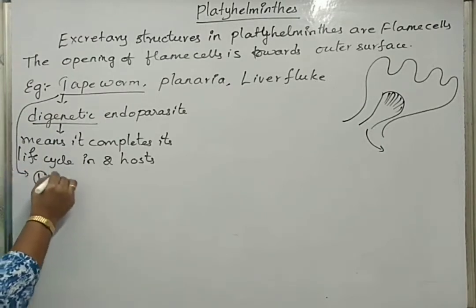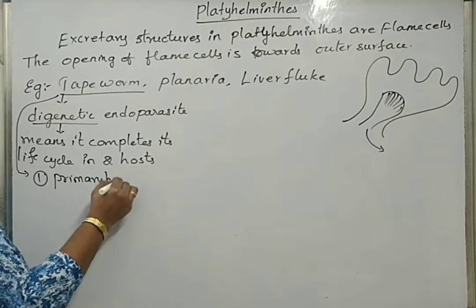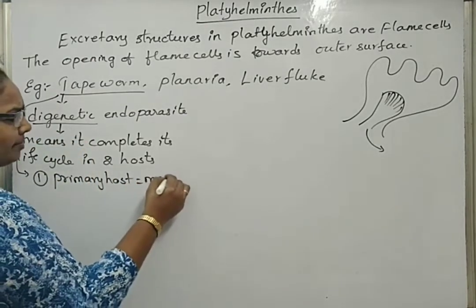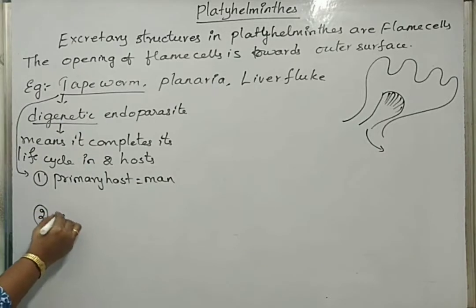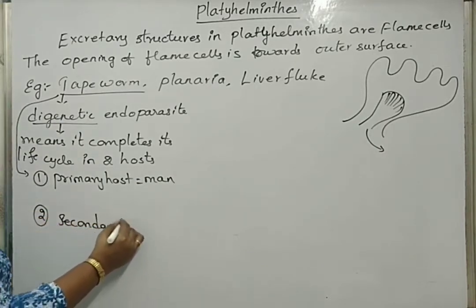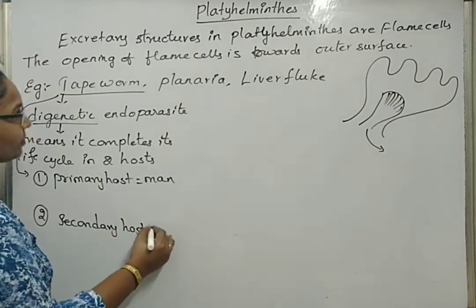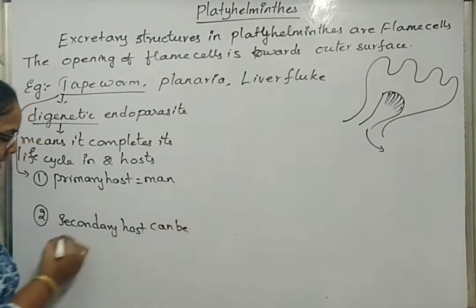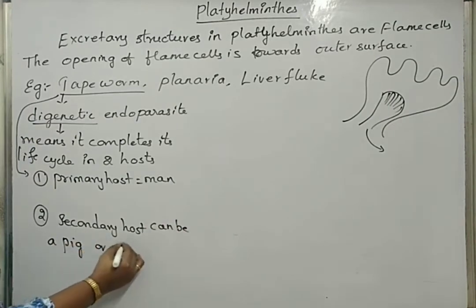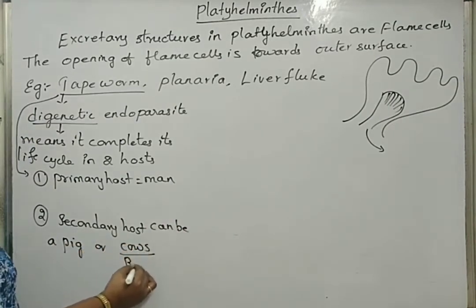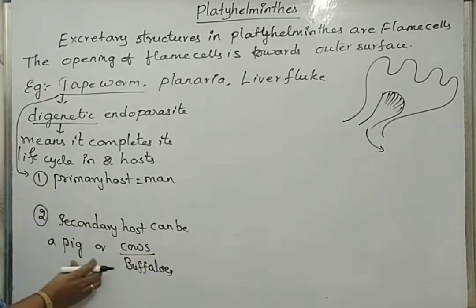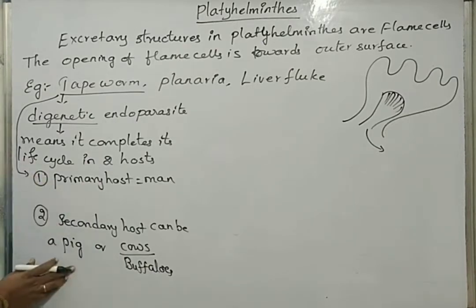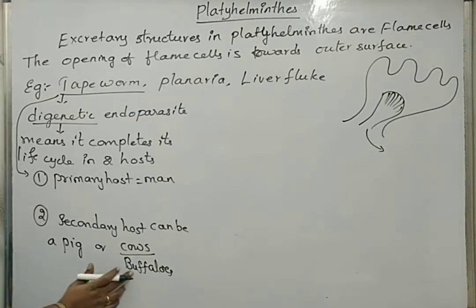The first host is called the primary host, which is man. The secondary host can be a pig, cow or buffalo, because there are some species types. In pig, the tapeworm is called Taenia solium. In cows, it is called Taenia saginata.